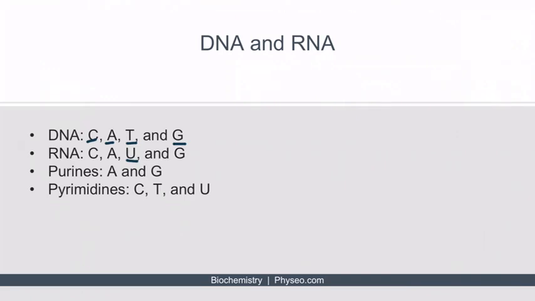Nitrogenous bases are subdivided into purines and pyrimidines. Adenine and guanine are purines, and cytosine and thymine, as well as uracil, are pyrimidines. In this lecture, we'll be discussing the synthesis of purines and pyrimidines.